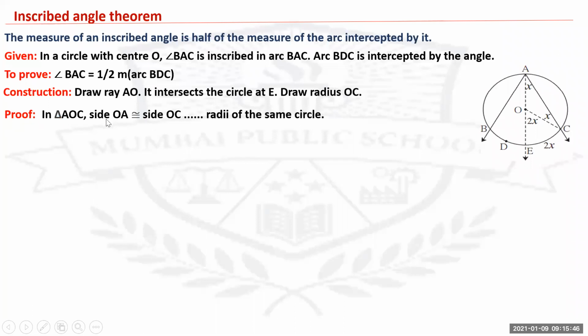In triangle AOC, side OA is congruent to side OC. The reason for this is that they are radii of the same circle. Now you know in a triangle when two sides are equal, the triangle is said to be an isosceles triangle. So by applying that property, you'll get the base angles equal. So you'll get angle OAC equals angle OCA. This is the theorem of the isosceles triangle.